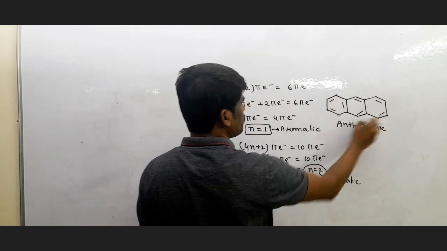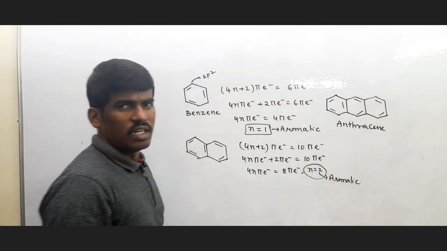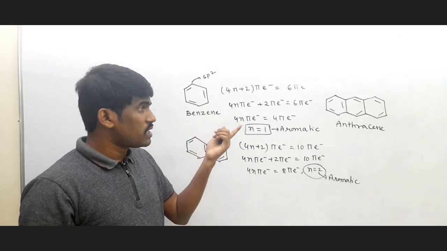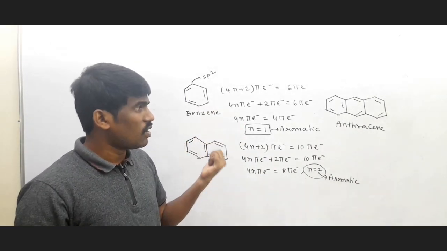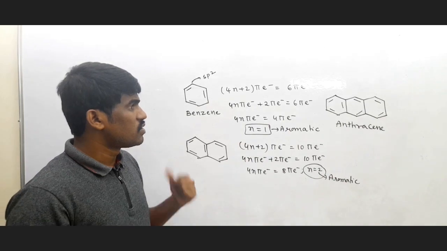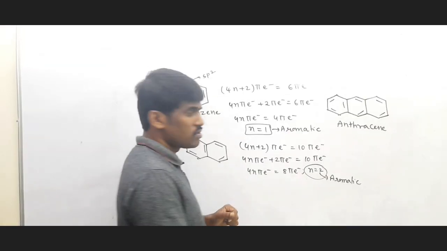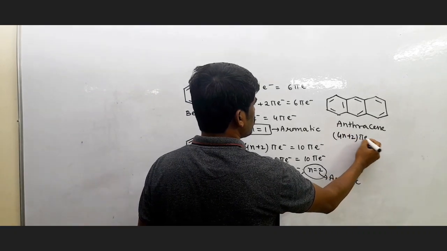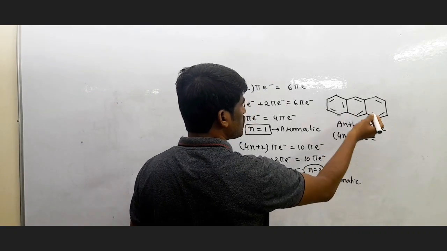You can check it. It is having closed conjugation. The compound is cyclic. It's a ring, of course. Conjugation is present throughout the system and all conditions are satisfied. So it obeys Huckel's rule also. Like 4n plus 2 pi electrons is equal to the total number of pi bonds, which is 7.